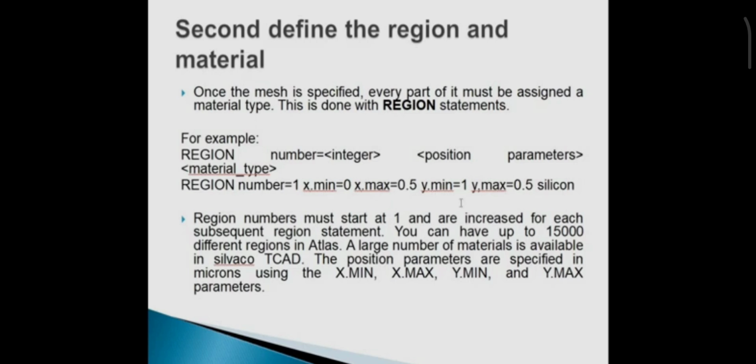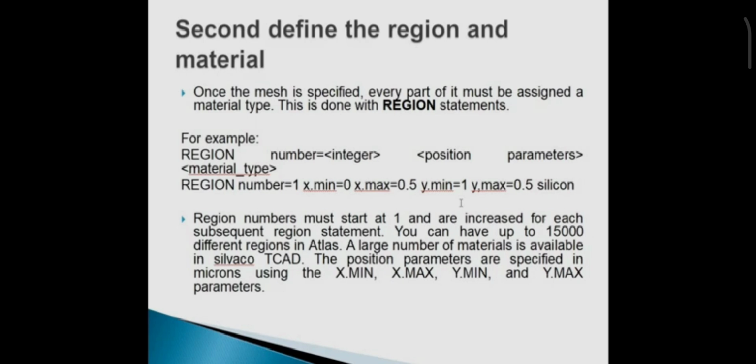Region numbers must start at 1 and are increased for each subsequent region statement. You can have up to 15,000 different regions in Atlas. A large number of materials are available in the Silvaco TCAD. For a particular material, you have to study the Atlas manual. The position parameters are specified in microns using the x.min, x.max, y.min, and y.max statements.